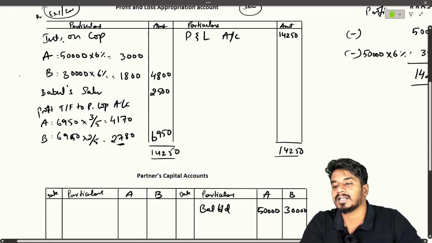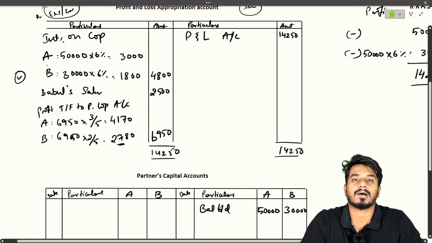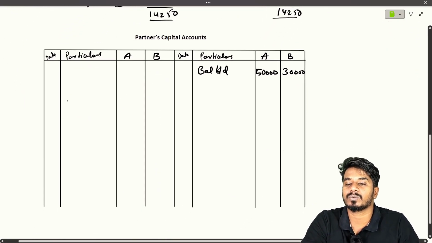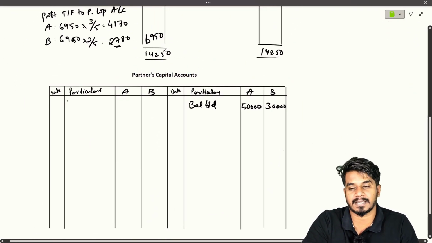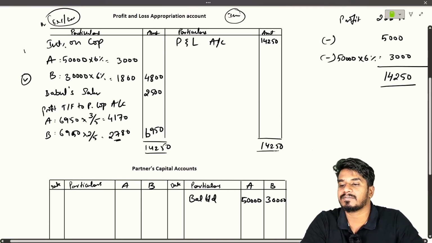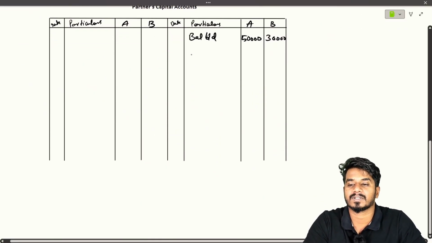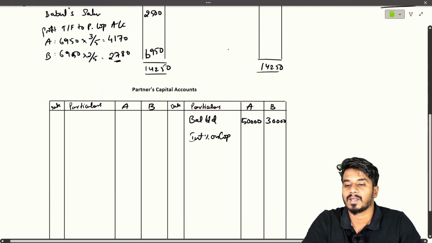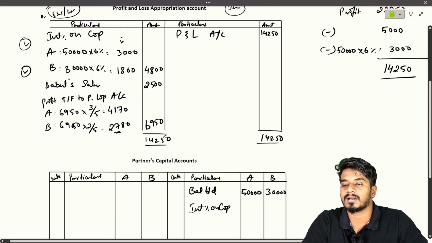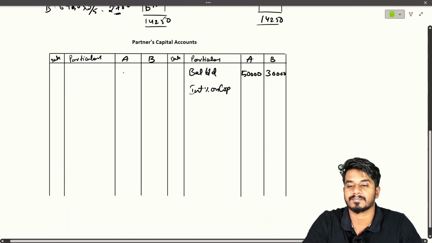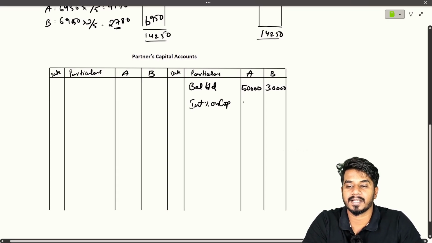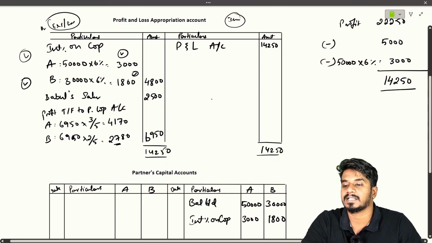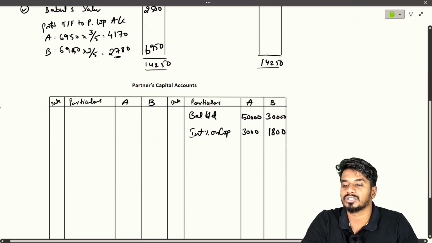Straight away, whatever you have written on the debit side of P&L appropriation, directly you write it on the credit side of partners capital account, nothing else. So what is there first? Interest on capital. How much? For Amitabh it is 3,000 and for Babul it is 1,800 rupees. Is that clear? Next, Bubble's salary is there.